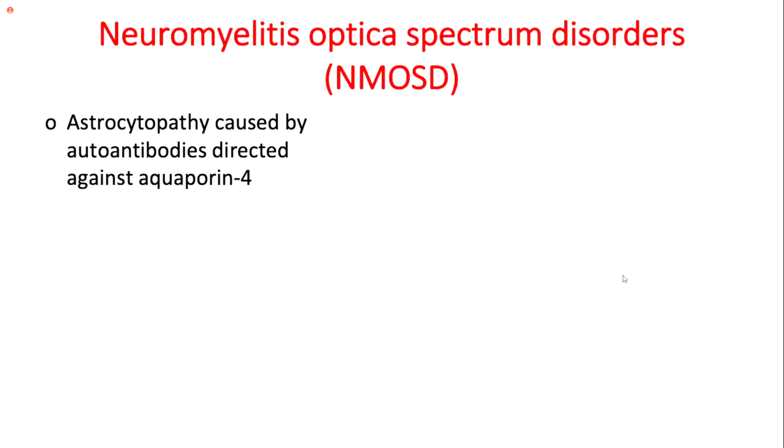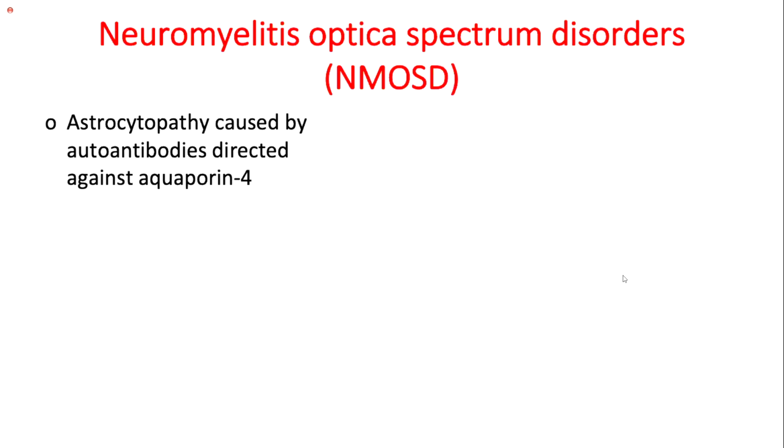It is an astrocytopathy. That we can ask in a multiple choice question, so better remember that. What do you mean by astrocytopathy? It is a problem with the astrocytes in the central nervous system. It's a pathology of the astrocytes caused by autoantibodies directed against aquaporin 4. What is aquaporin 4? Aquaporin 4 is the most abundant water channel in the central nervous system. It's a water channel on the cells, and it is found on the astrocyte foot processes.